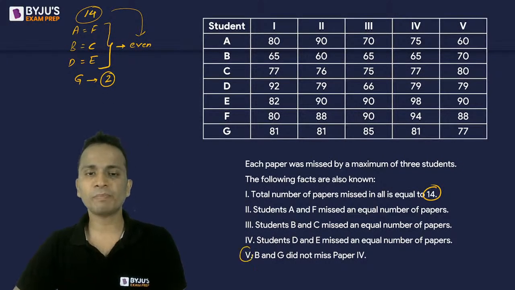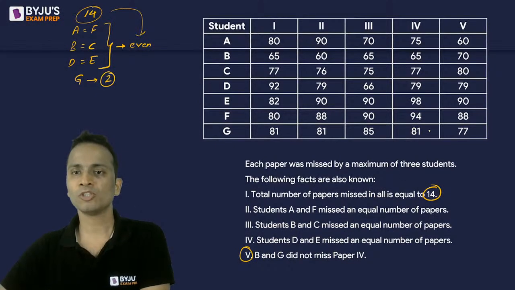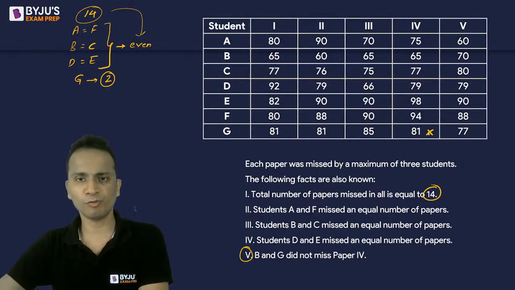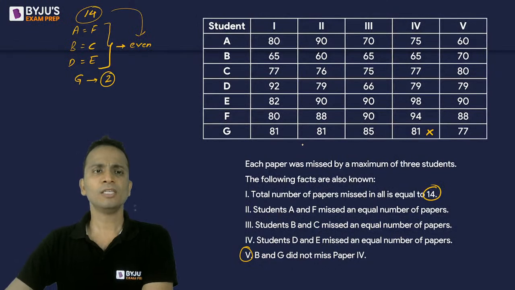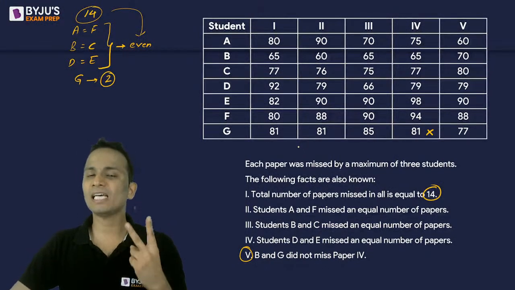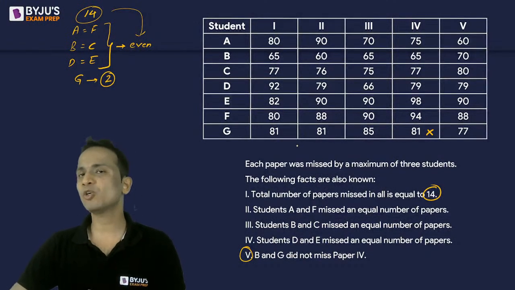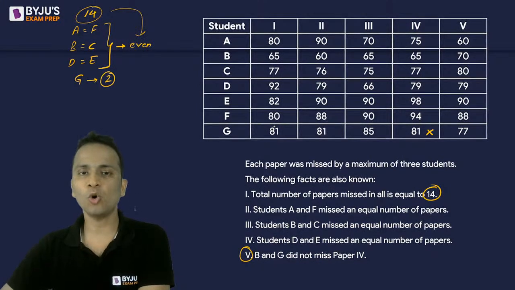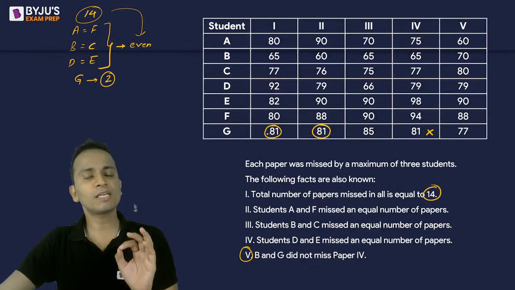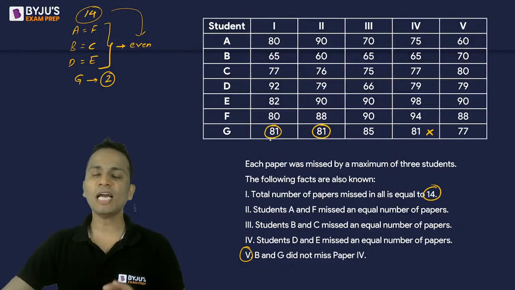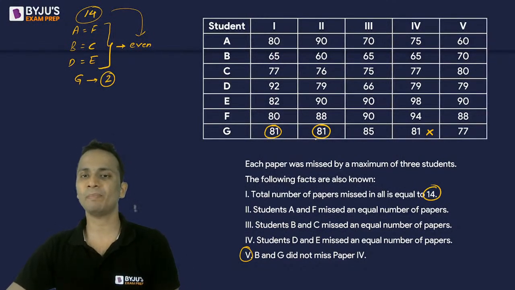The last statement here says that B and G did not miss paper number 4. So G did not miss paper number 4. Okay. So the two papers that G has missed will have equal marks. So it is only in paper number 1 and paper number 2. So it is clear from here that G has missed paper number 1 and paper number 2.